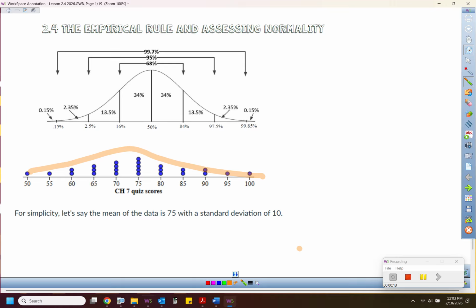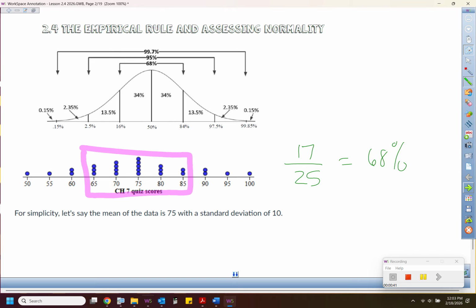Then there's also this thing called the 68, 95, 99.7 rule, which we usually call the empirical rule. Roughly 68% of your data would fall within one standard deviation of the mean. It doesn't have to be perfect. That's what happened on our activity: within one standard deviation, there were 17 dots out of 25, and it came out to be a perfect 68.